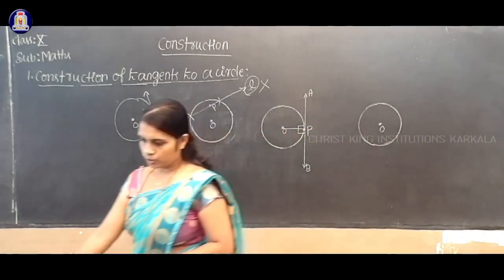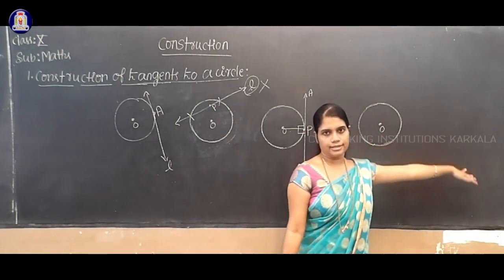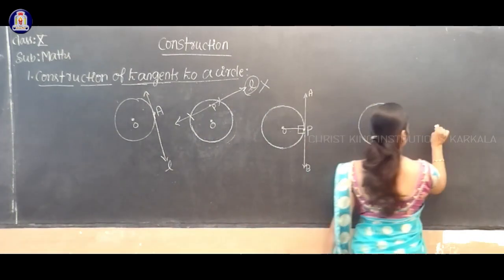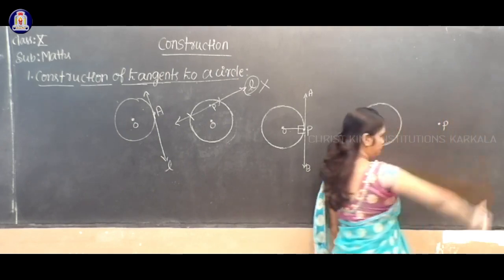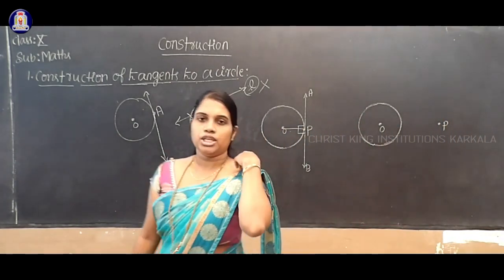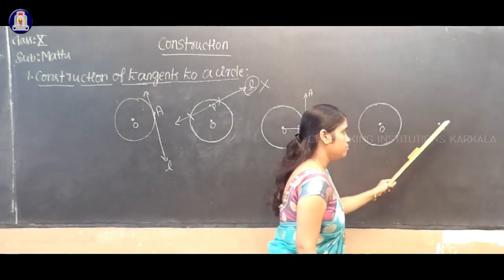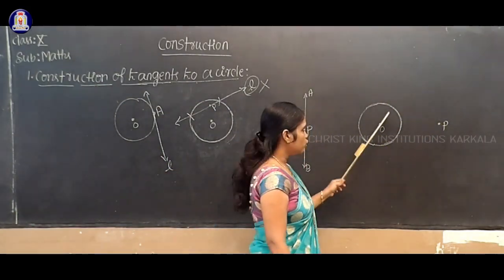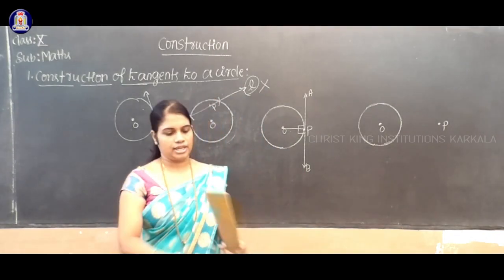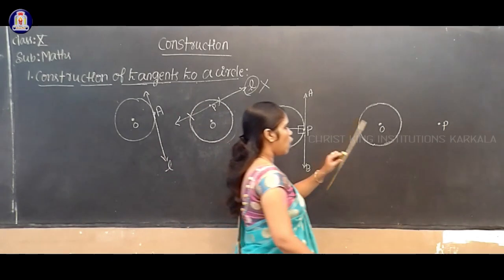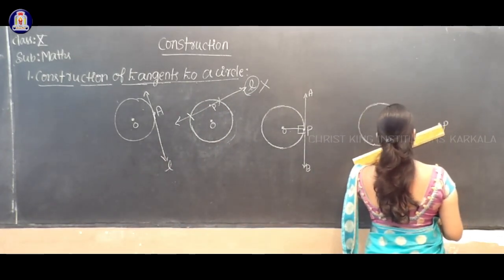Okay, now I will consider one point outside the circle, and I will mark it as P. Now my question is, how many tangents can you draw from this point P to this circle? Two tangents we can draw. Remember, we can draw exactly two tangents.